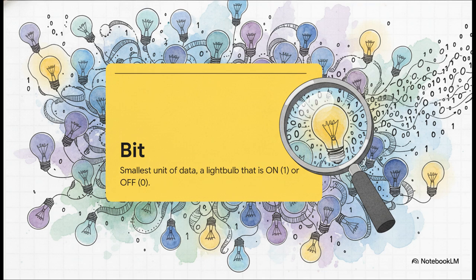Picture your computer as a massive warehouse filled with billions of tiny light bulbs. Each bulb can only be in one of two states. It is either on, which is a 1, or off, which is a 0. Every piece of complex data you own is really just an ocean of these ones and zeros.